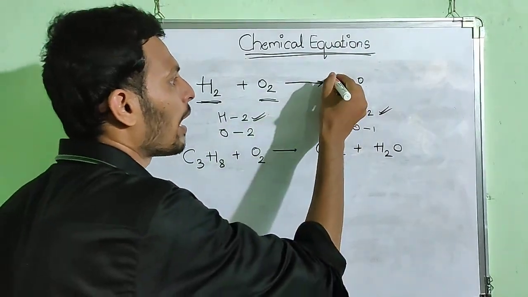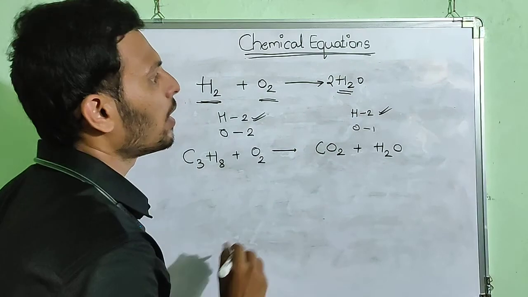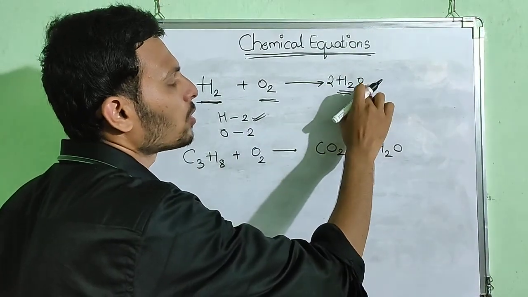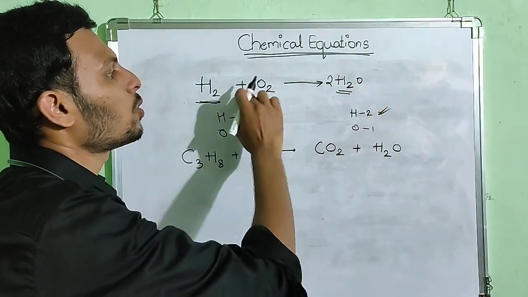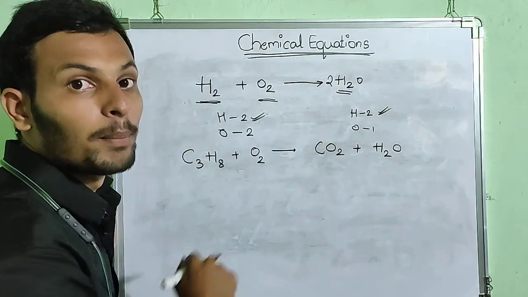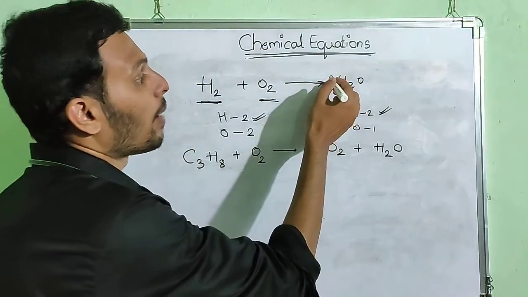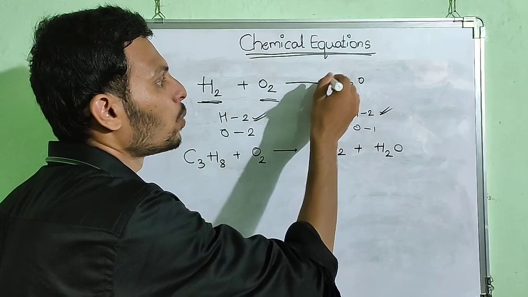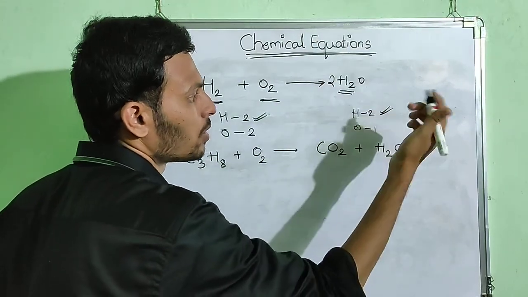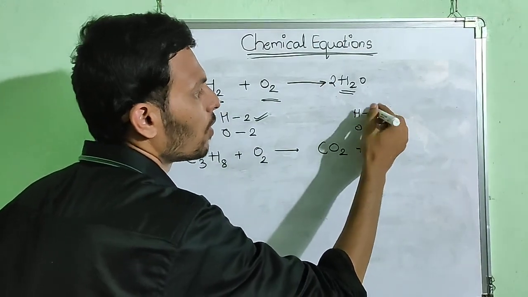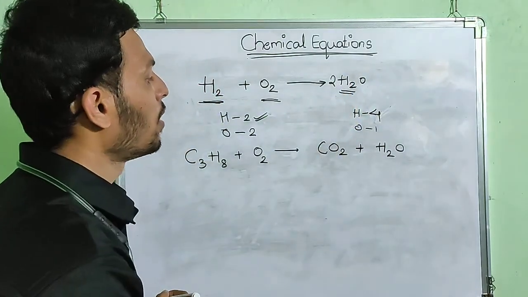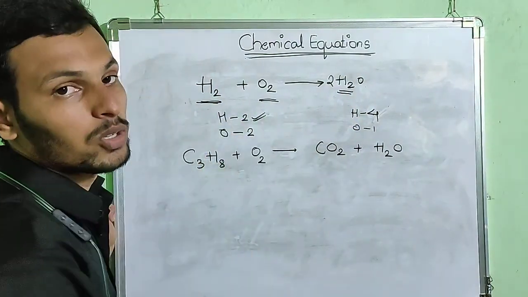So what I am doing, I am writing 2 here, so that it is turning the oxygen into 2. 2 oxygens here and 2 oxygens here are satisfied. But I am getting 2 2s are 4, 2 into 2, 4 hydrogen molecules. So now here we have 4 hydrogen molecules, but here we have only 2 hydrogen molecules.